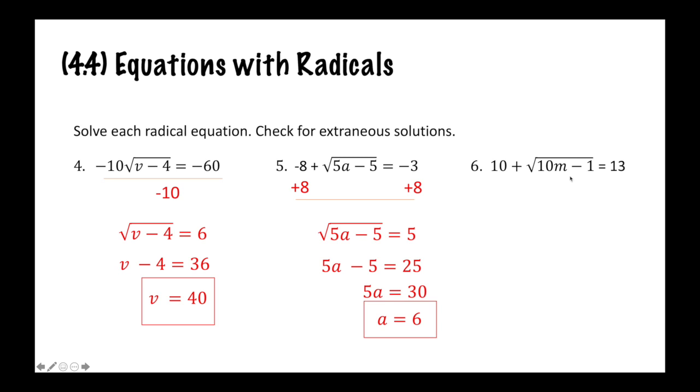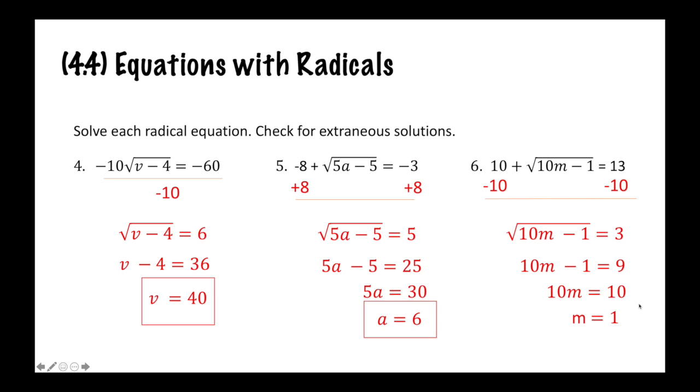And then for 6, once again, we want to get the radical by itself. The relationship here is addition, so the opposite there is going to be for us to subtract this 10 over. As I do that then, I end up getting the square root of 10m minus 1 is equal to 3. Then I'll square both sides, giving me 10m minus 1 is equal to 3 squared, which is 9. From here, to get m by itself, we'll start by adding 1 over. Now I've got 10m is equal to 10. Then I'll divide both sides by 10, and I get m is equal to 1.